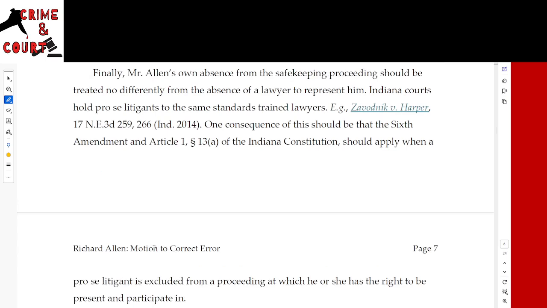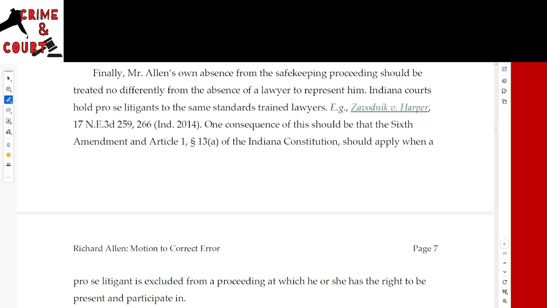Finally, Mr. Allen's own absence from the safekeeping proceedings should be treated no differently from the absence of a lawyer to represent him. Indiana courts hold pro se litigants to the same standards as trained lawyers. Same standards as trained lawyers, I'm assuming that's supposed to say.